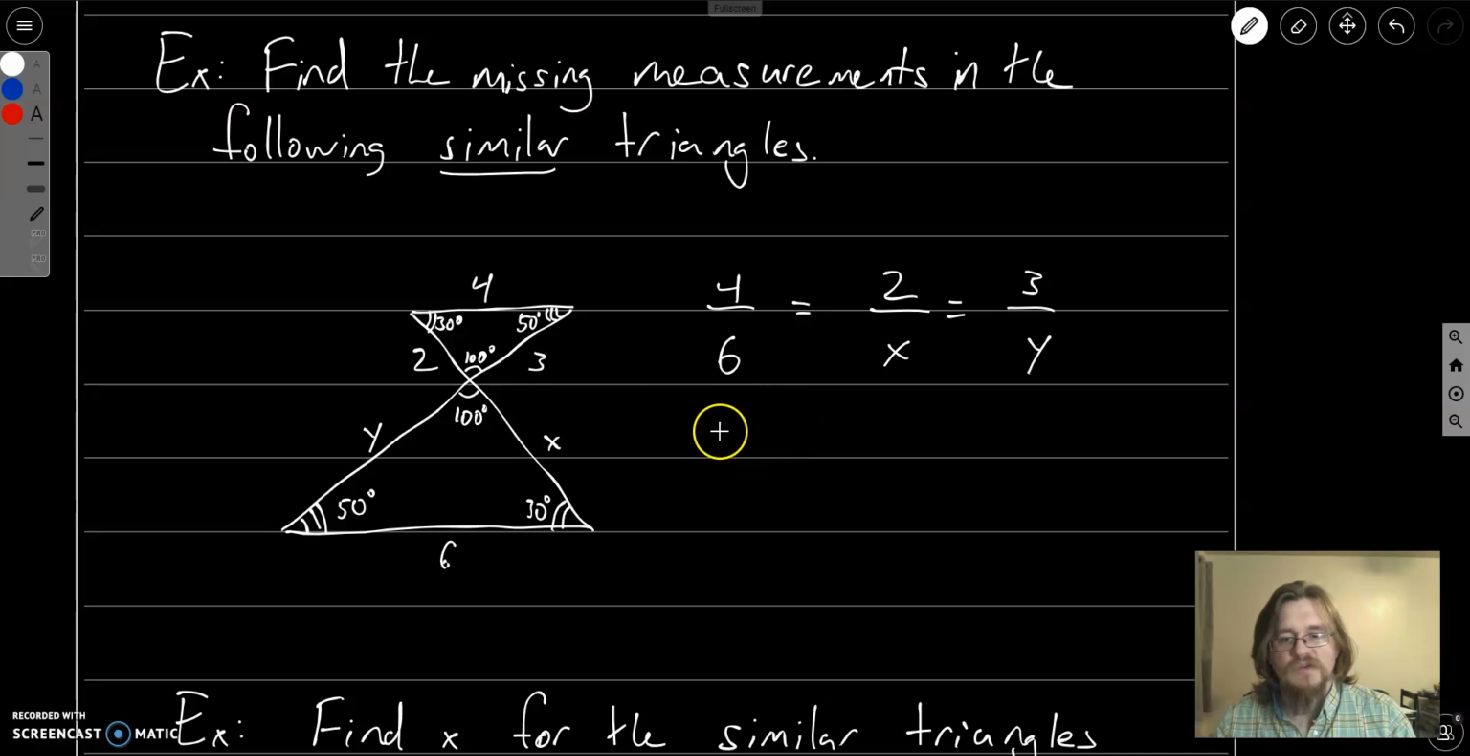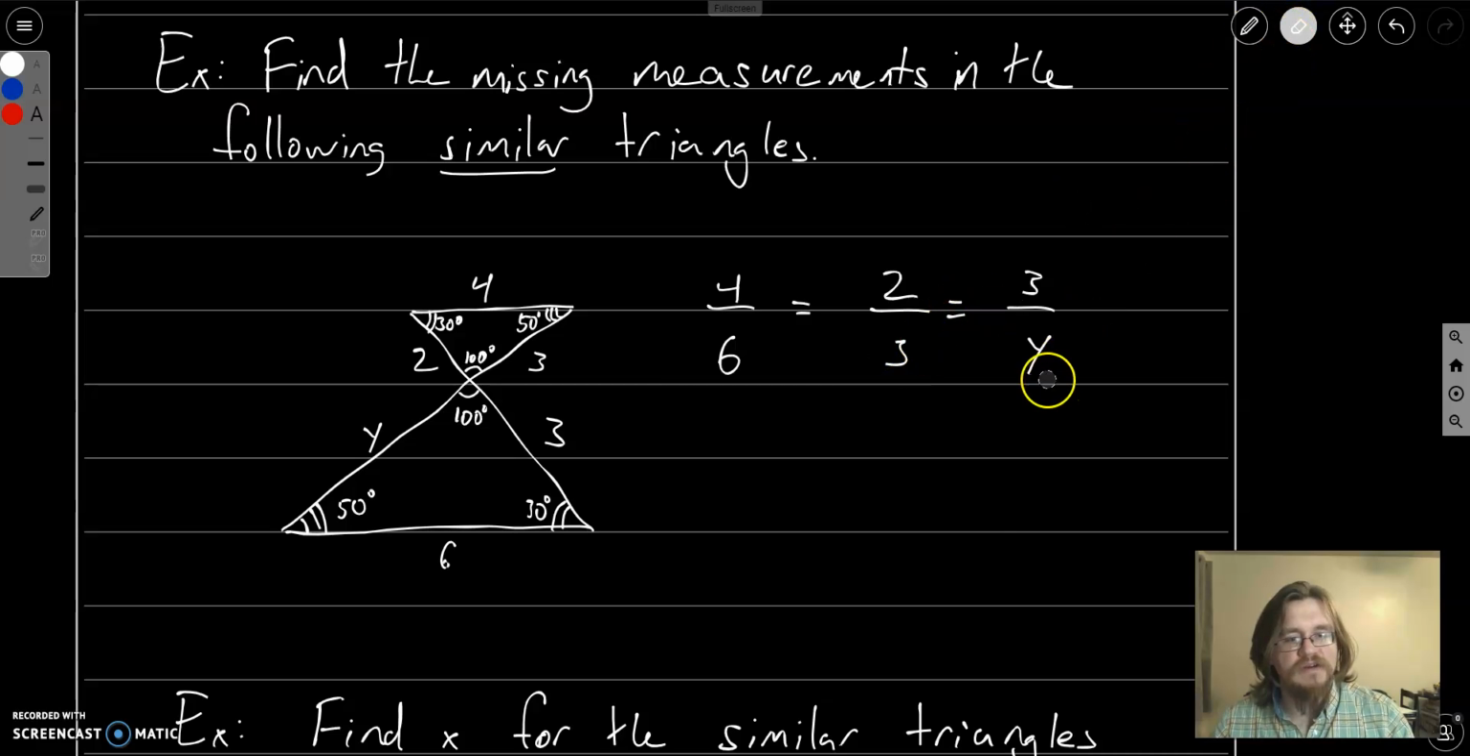fractions to begin with. So we've got 4 over 6 is equal to 2 over x. I can simplify this. If I multiply both sides by 6 and both sides by x, just cross multiplying, I get 4x is going to be equal to 12. So x is going to be equal to 3. That's nice. I know that this side length here is going to be 3. So we're well on our way. So this is going to be 3.